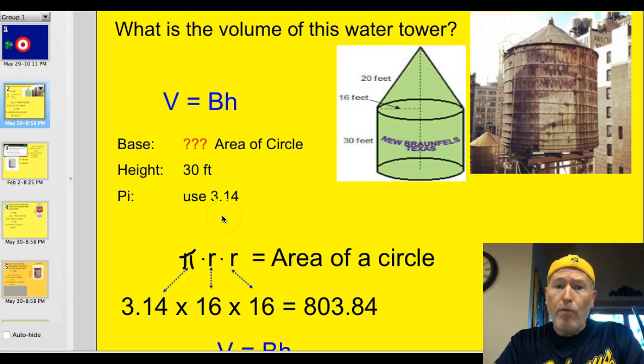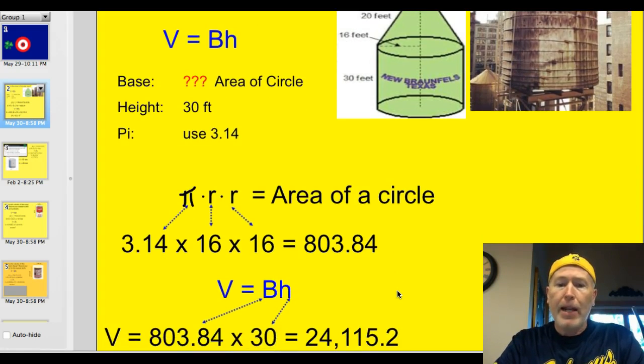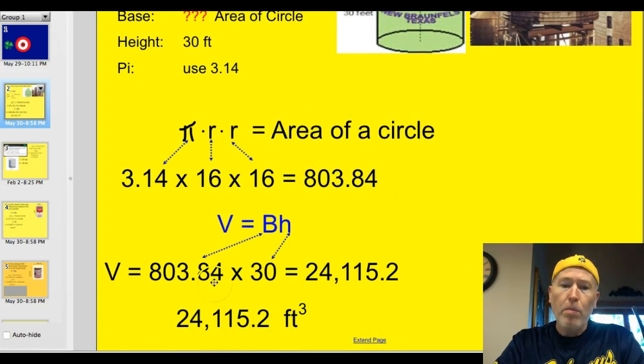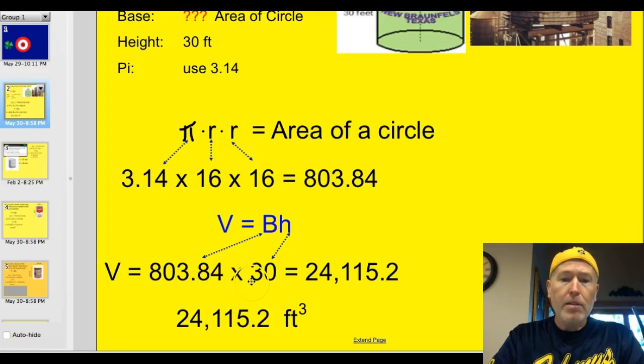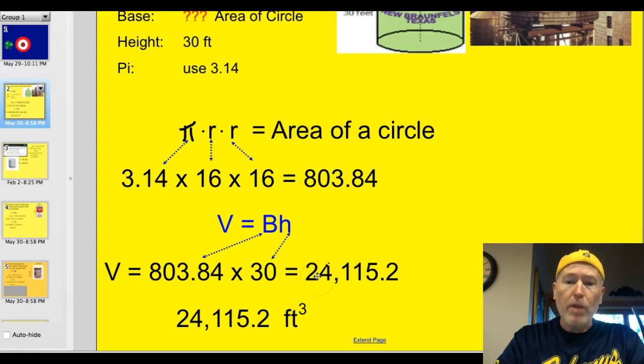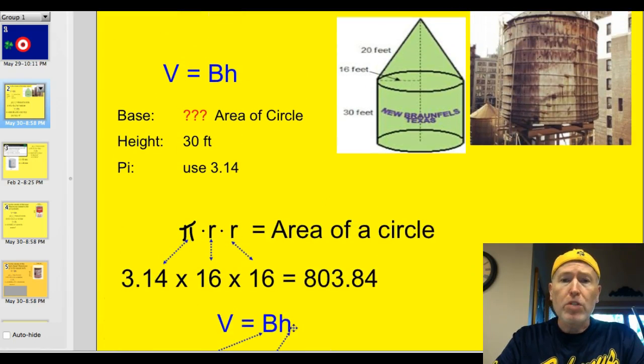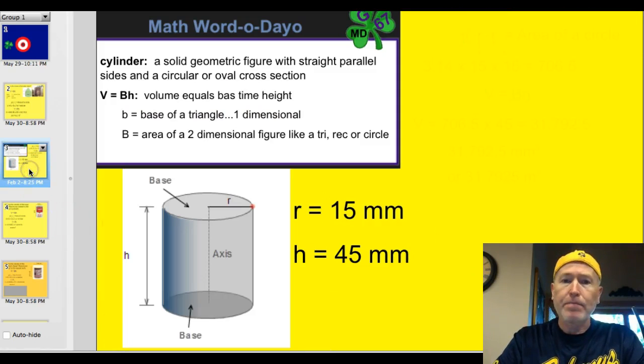We're going to use 3.14 for pi. So let's just find the area of the circle. We got the radius. We can do that. We'll use the old pirate pi r squared to get the area of a circle. So there's 3.14 times 16 times 16. We got 803.84. Now we just pop that in as our base into the formula. So here's my volume equals 803.84, my base, times the height, 30, equals 24,115.2. And that would be cubic feet or feet cubed. Okay? Pretty straightforward. It's been an easy target tonight.